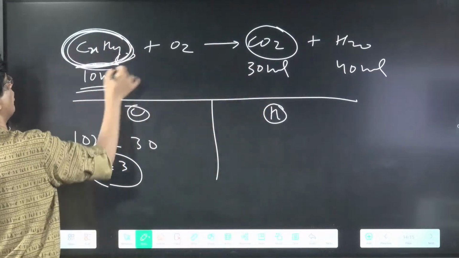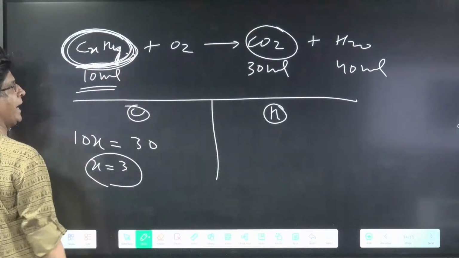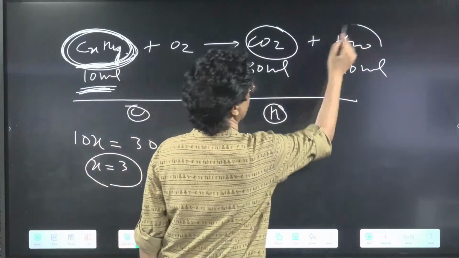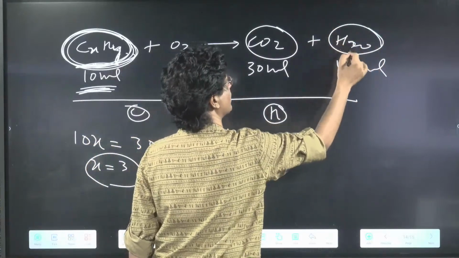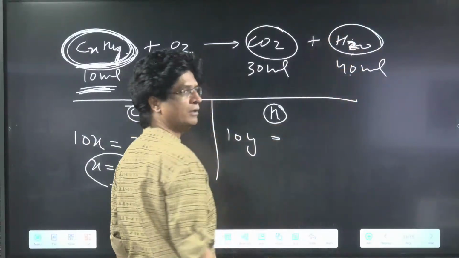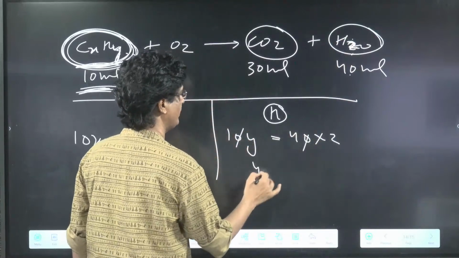Now balance hydrogen. 1 mole contains Y hydrogen. 10 will contain 10Y. Now on the other side, 1 mole of water contains 2 hydrogen. 40 will contain 40 into 2. So Y will be equal to 8.